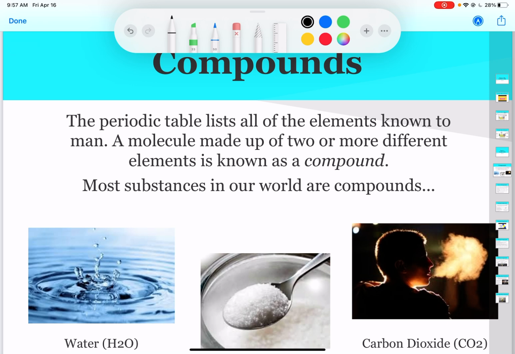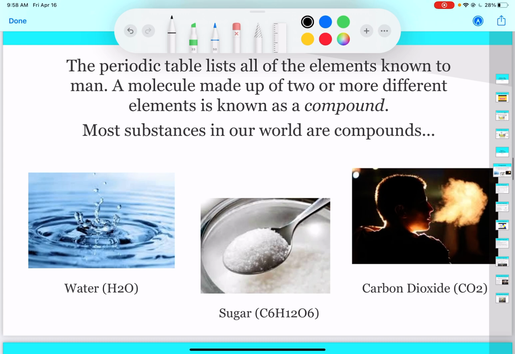And like it's said on the periodic table, a lot of things don't exist in a pure form. They're normally in a compound. They react with something else. Water is our most common compound. It's hydrogens and oxygens. We've got 2 hydrogens and 1 oxygen to make up water. That's H2O.